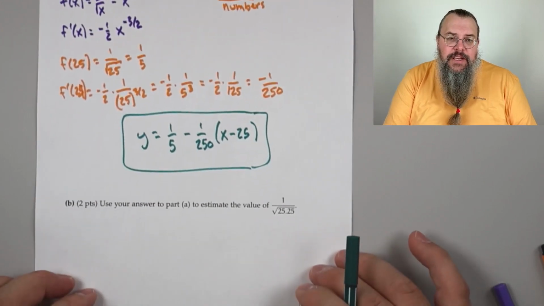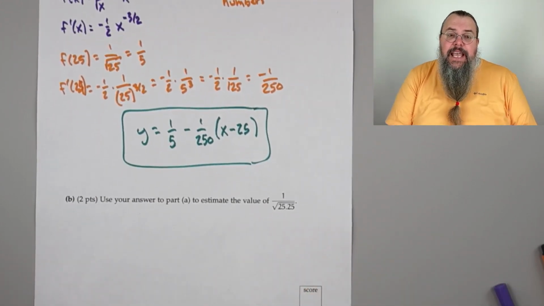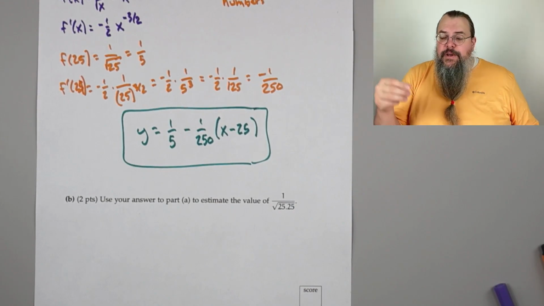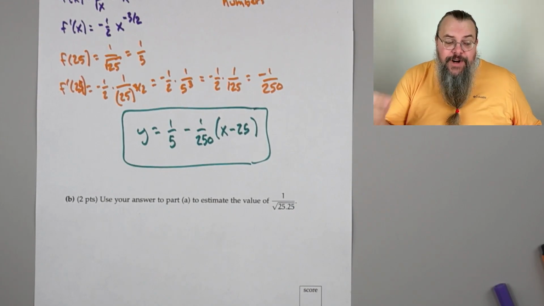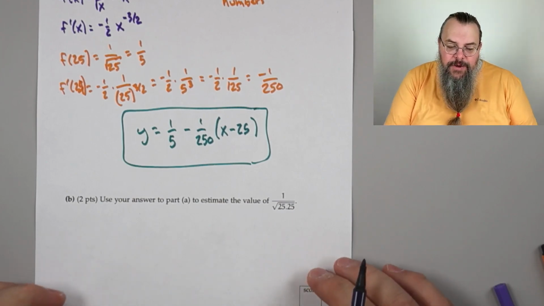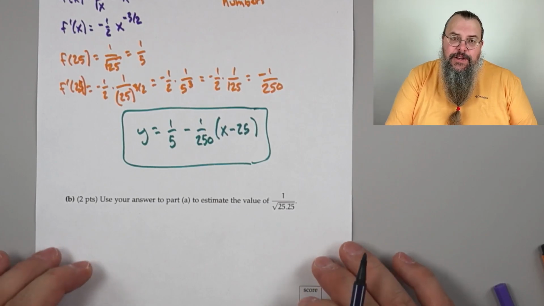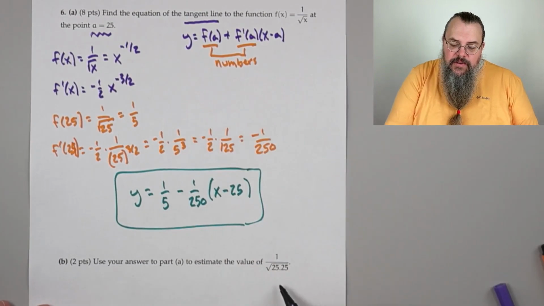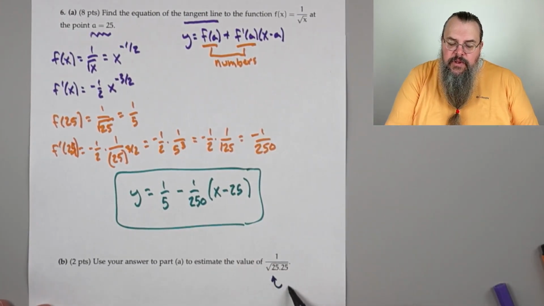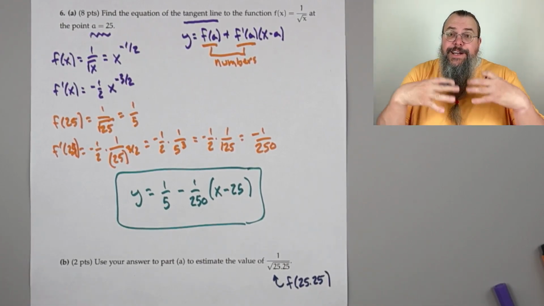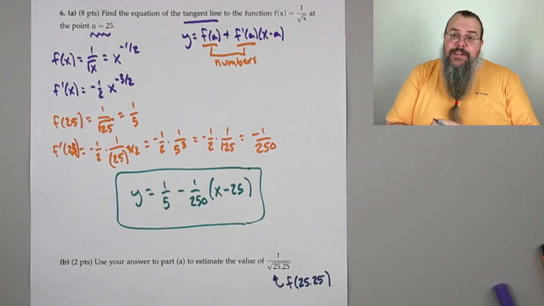All right, part B. Use the answer to part A to estimate the value of 1 over the square root of 25.25. Okay, now we say, well, wait, what? What does that have to do with anything? Well, notice our function is 1 over the square root of x. So this part right here, this is f of 25.25.